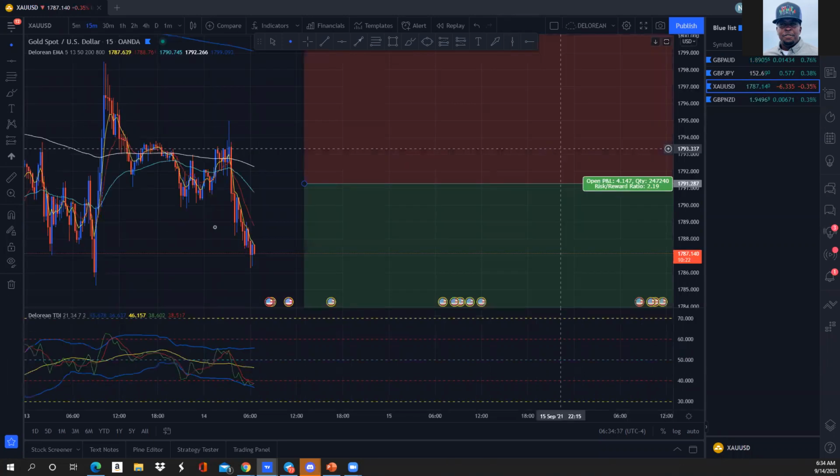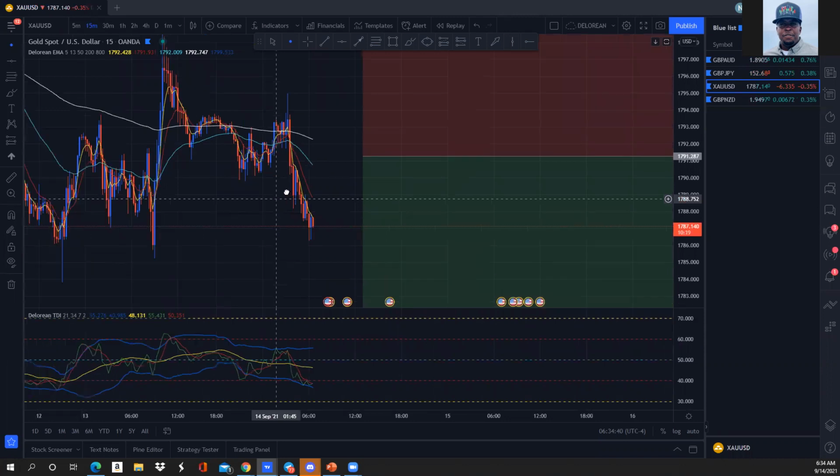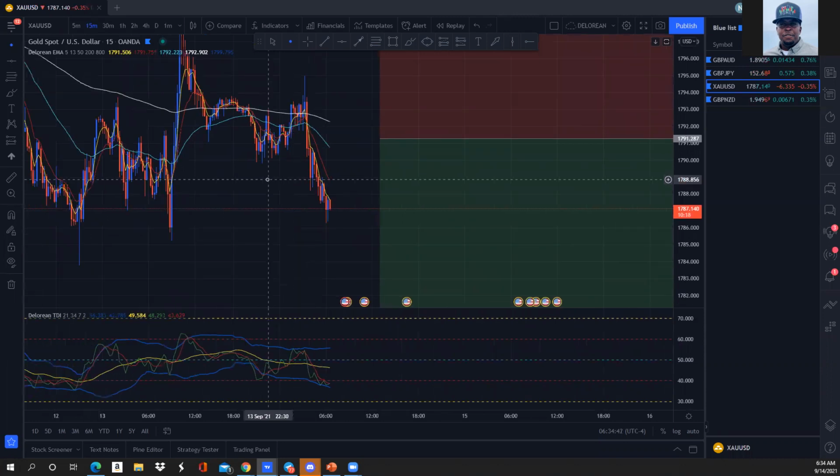Same thing with gold. Anytime there are multiple TPs, like when everybody sends out a signal with multiple TPs, if it hits that first TP, make your trade risk-free and let it just ride. So take some money off the top. Close it and take some partial profits. And once you take partial profits, go ahead and make it risk-free and just let it ride.